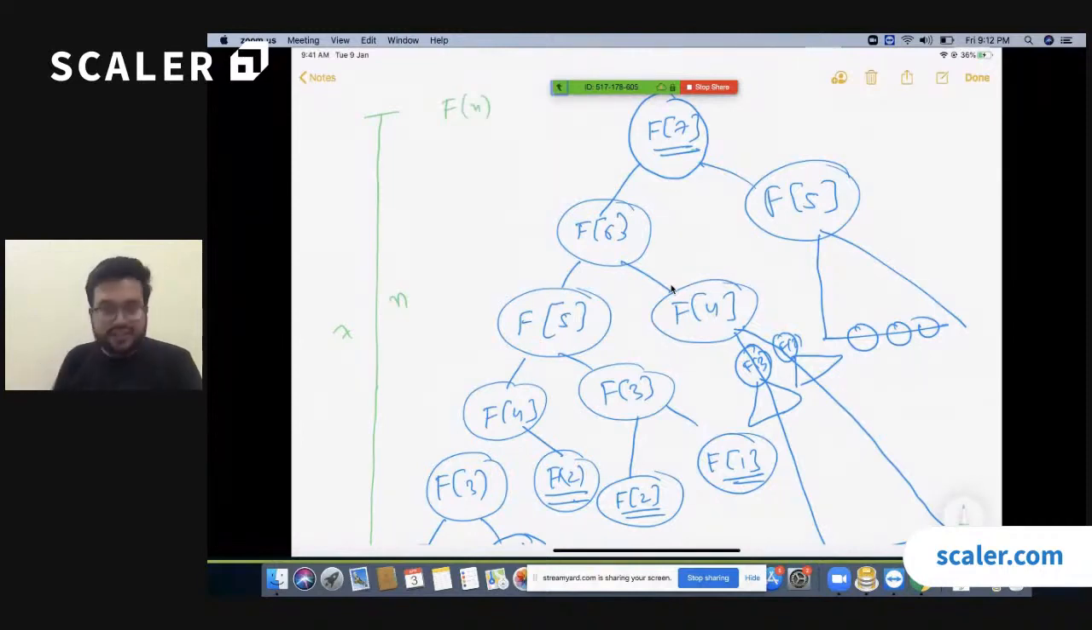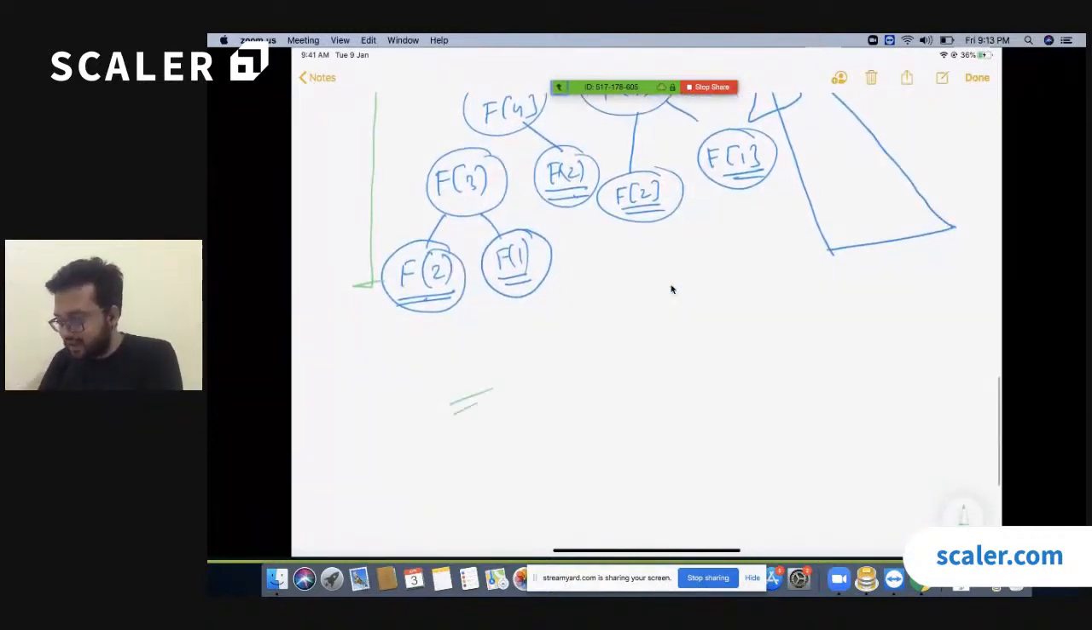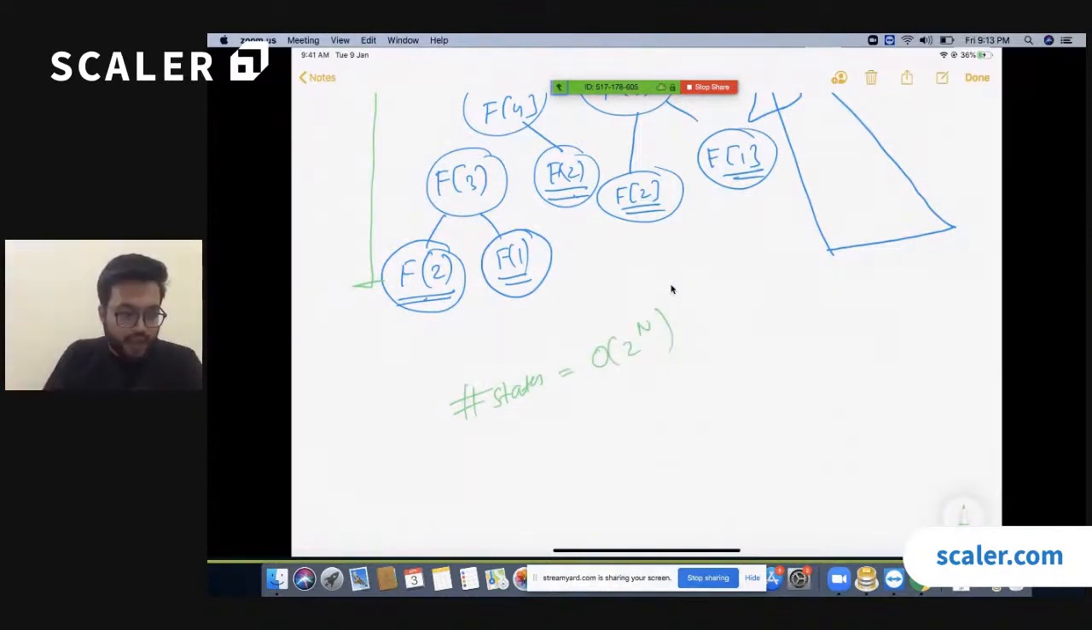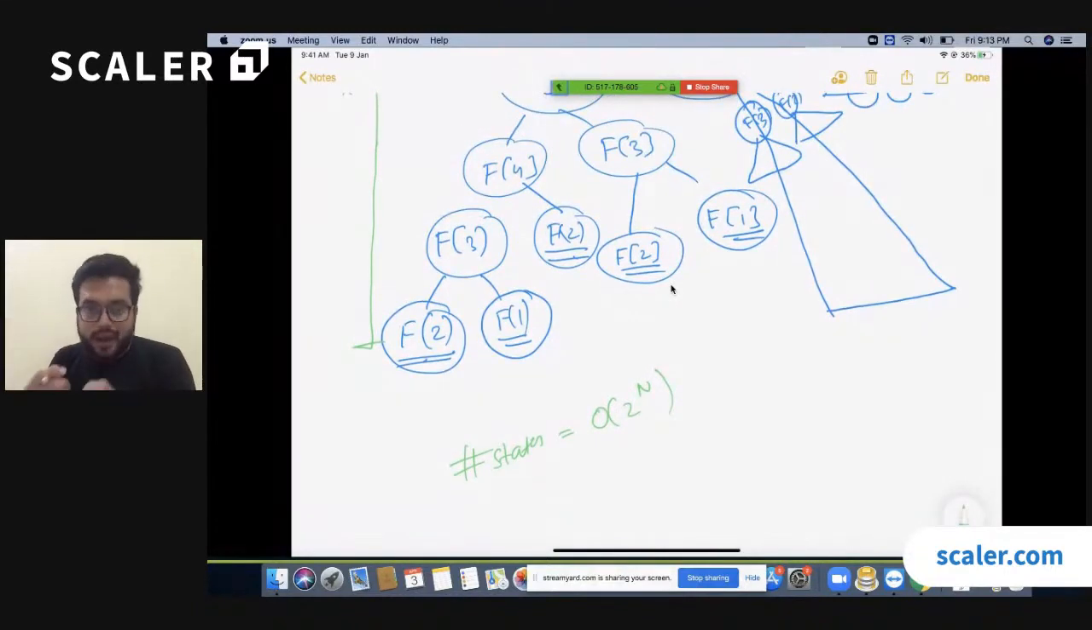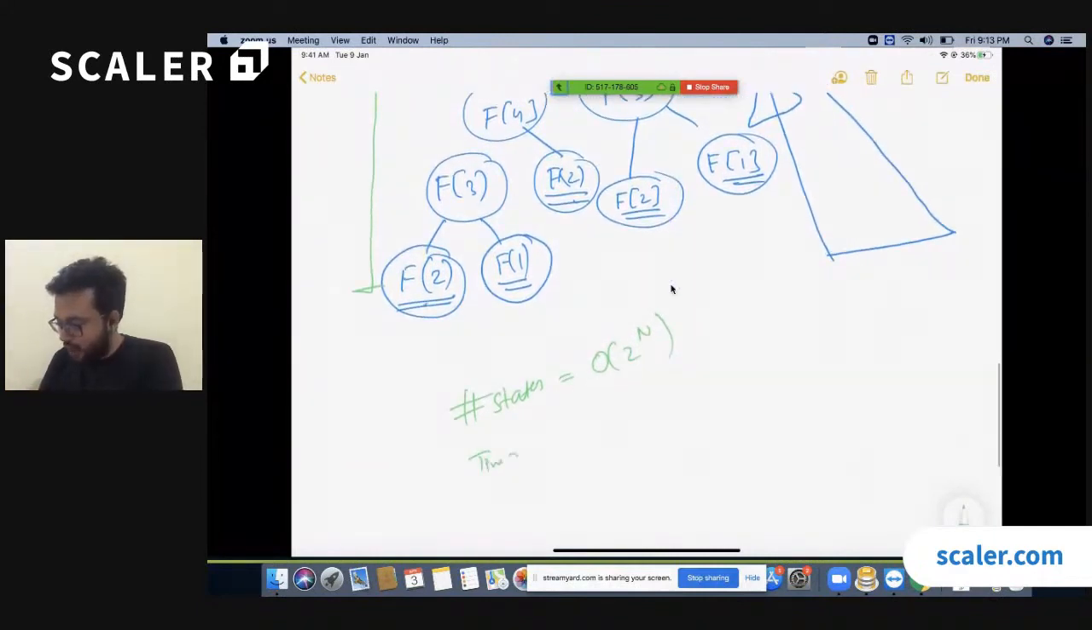Okay, if the depth of the tree is n, the fan factor of the tree is 2, you would realize intuitively that the number of states here would be of the order 2 power n. I hope this makes sense to everybody. The number of states would be of the order 2 power n. Now, let's actually figure out the amount of time required to compute a state. I would claim time required per state in this case is nothing but a constant amount of time. Let's call it order 1.